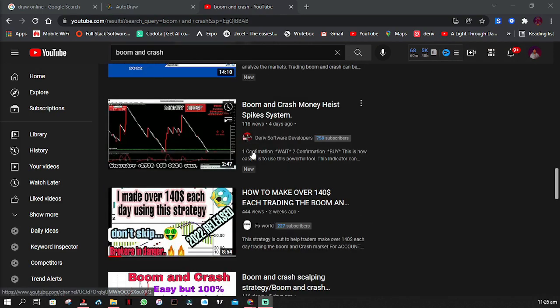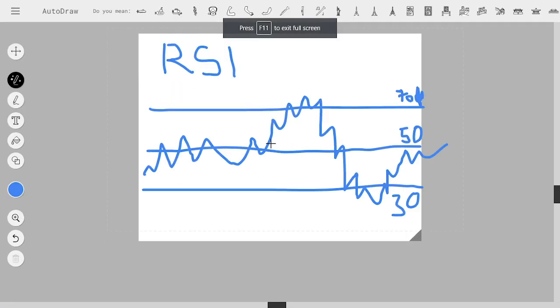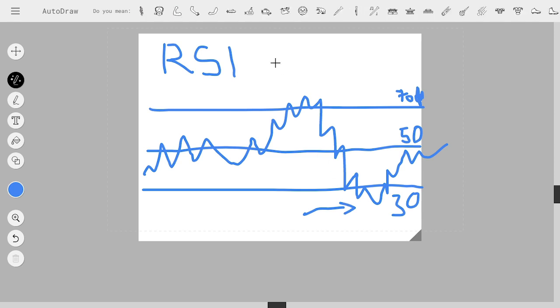Okay, so most of these videos will tell you something similar to this. Imagine this is the relative strength index. They will tell you that you simply have to sell when price crosses above the 70 level, and you simply have to buy when price crosses the 30 level. Well, this is a bad idea, and if you've tried these strategies, you can confirm with me that it does not really work out that much.